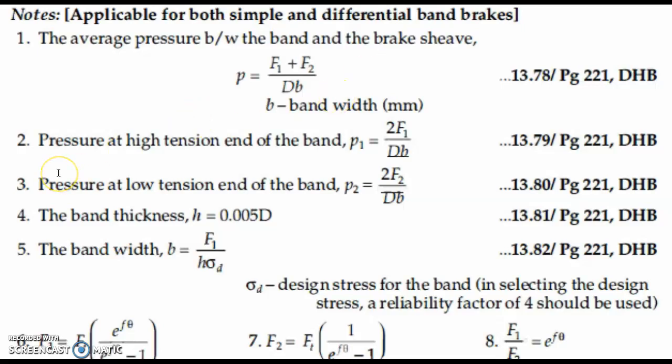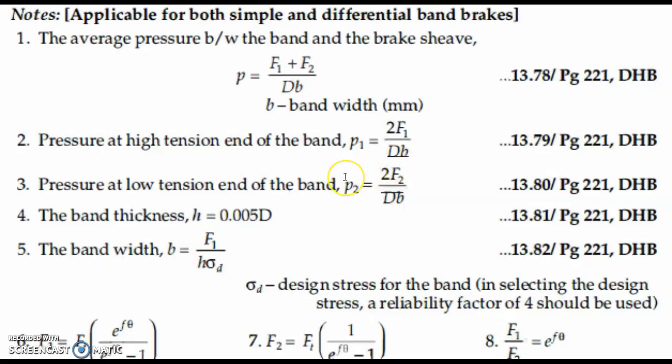Then next one, pressure at high tension end of the band, that is denoted as P1. P1 is equal to 2F1 divided by dB. That is in our data book page number 269, and equation number 13.18L. P1 is equal to 2F1 divided by dB.